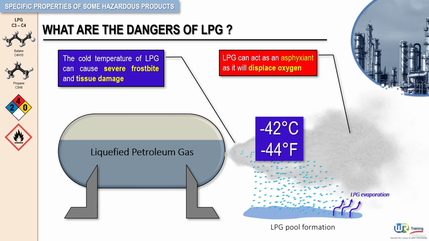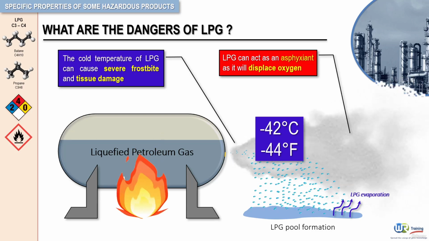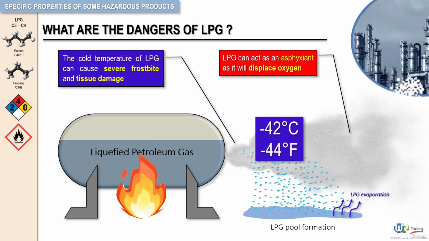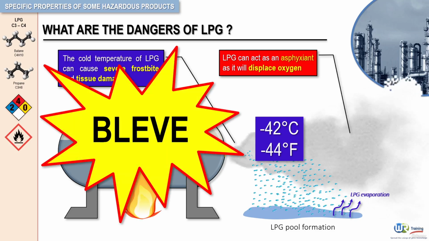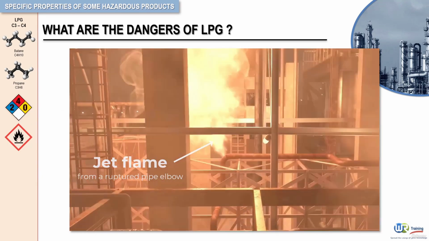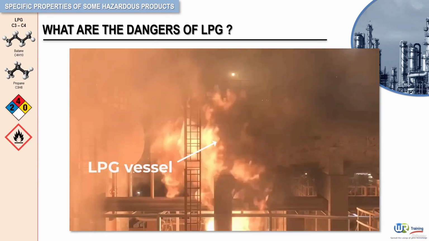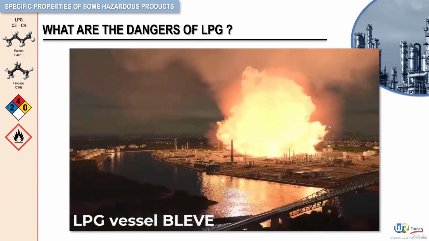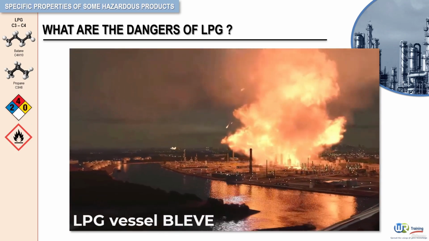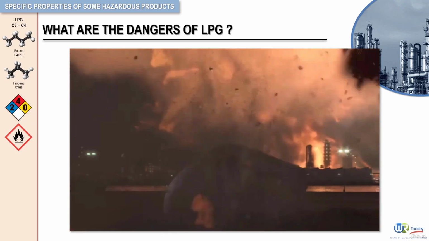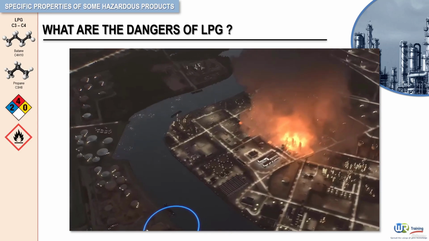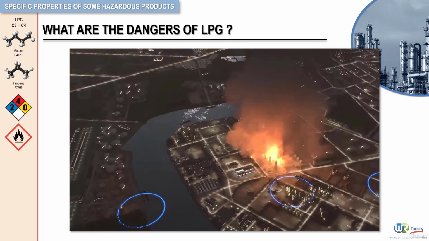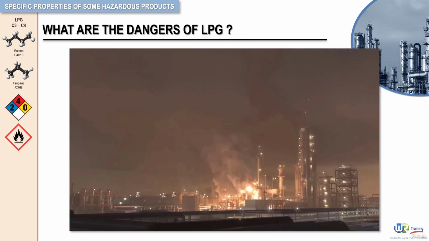Now, in the event of a fire affecting LPG in storage, particular care is required to prevent the development of conditions which could lead to a BLEVE. In this example, a jet flame shot from a ruptured pipe elbow and heated the bottom of a steel vessel which contained a large amount of LPG, causing it to stretch and thin. The vessel then violently ruptured, causing a large explosion and launching 3 huge fragments into the air. One fragment flew across the river and landed on the river's opposite bank. The other 2 fragments landed inside the facility.